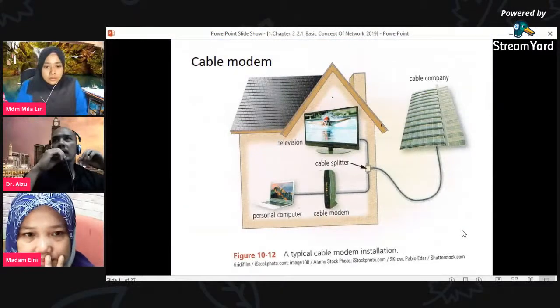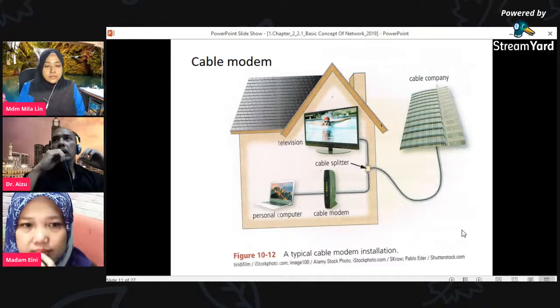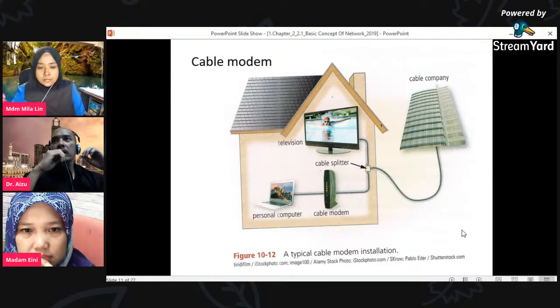Okay, this is the diagram of cable modem. Cable modem is always used by the TV company. If I'm not mistaken, there's no such company in Malaysia at the moment. If I'm not mistaken, this is the famous internet connection in USA.